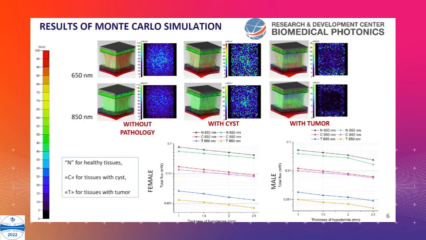This slide presents the result of numerical simulation for a male with cystic fluid and with a tumor inside of the maxillary sinus. As you can see on the graphs, there is a great influence of anatomical features of male and female, namely the thickness of hypodermis, on the result of diagnosis, and also there is influence of the presence of pathological changes inside of the sinus. The decrease of light intensity has a more pronounced character in the near-infrared range, and it can be explained by great absorption properties of cystic fluid and tumor at the selected wavelengths.